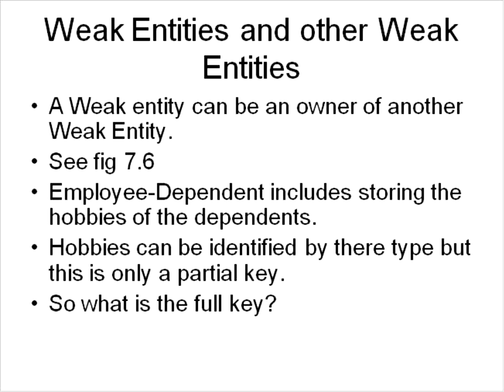So going to the next slide, a weak entity may be an owner of another weak entity. Look at figure 7.6. An employee may have many dependents, and in this case we've made it a must, where an employee must have a dependent. And the dependent may have more than one hobby. So employee is a strong entity, dependent is a weak entity of employee, and hobby is a weak entity of dependent. So a weak entity can also have another weak entity.